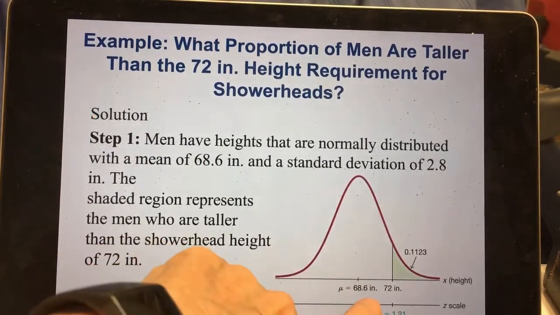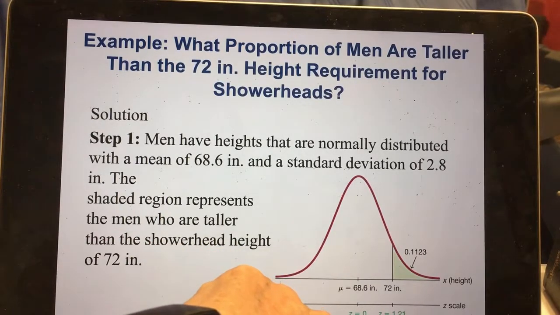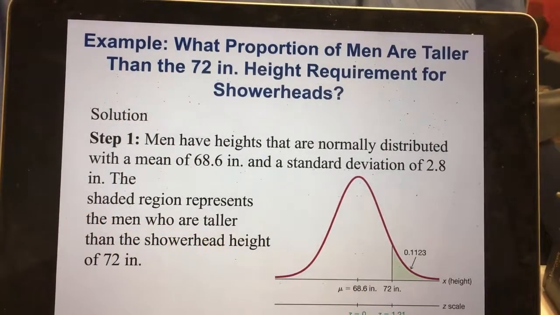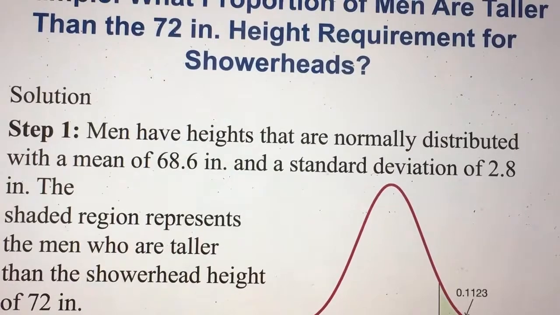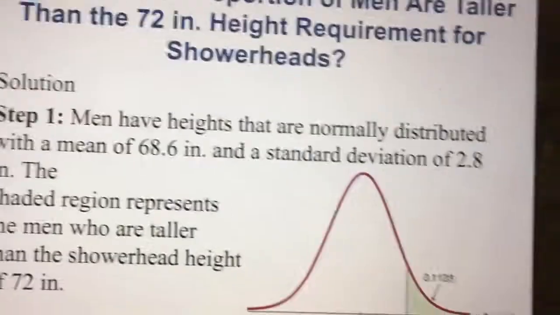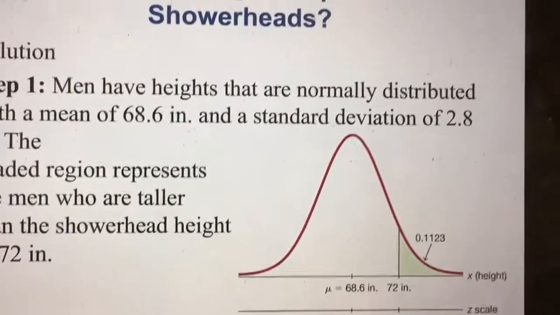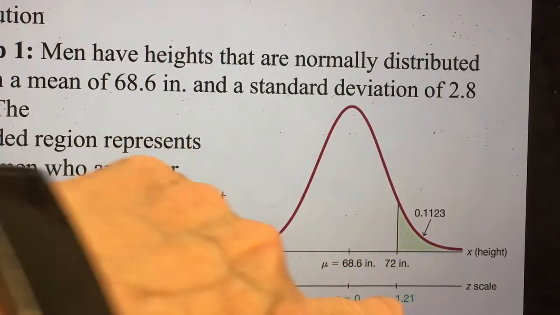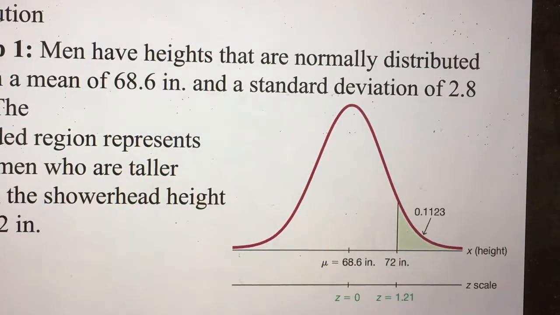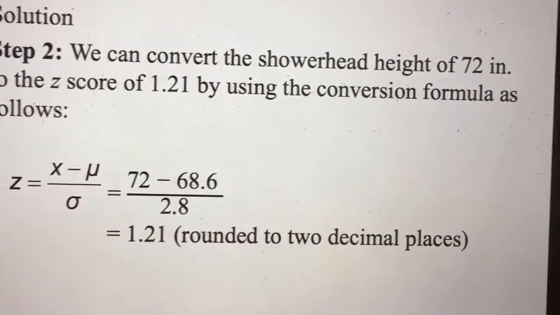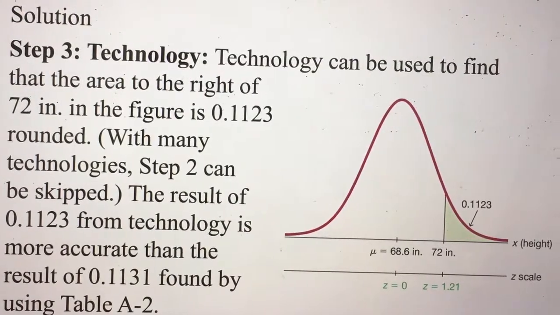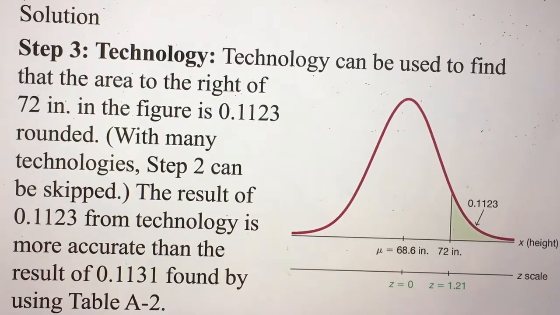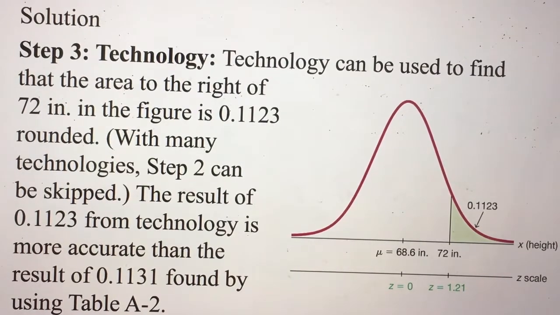So now that they've gotten the 1.21 z-score, now they can look up the 1.21 in the table, 1.2. See if I can zoom in on this just a little bit here. There we go. Okay, so the z-score that goes with the 72 is 1.21, and then they're showing the calculation. So now we're going to do it with the table and technology. I'm going to show you how to do both of those.